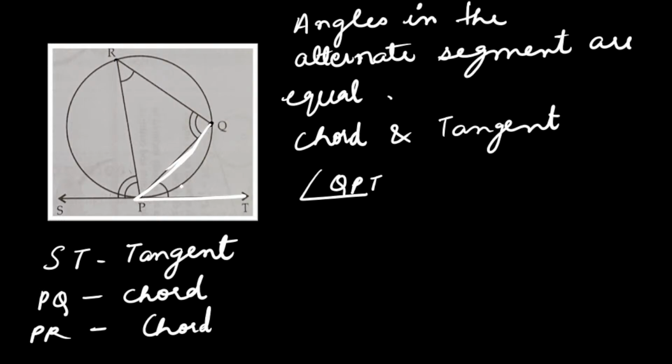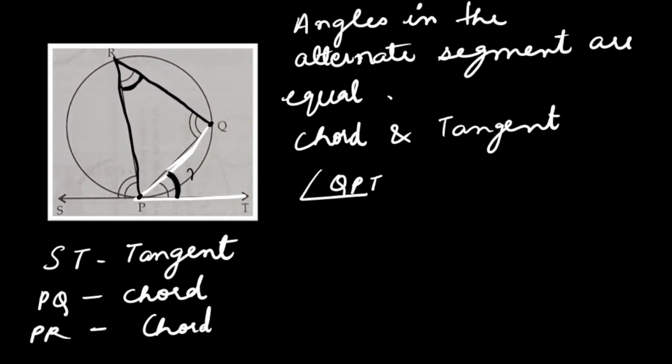So PQ is the chord and PT is the tangent here. If you see this angle, it will be equal to the angle in the other segment. You just have to move along the end points of the chord, and where they are meeting, that particular angle will be equal to this angle.